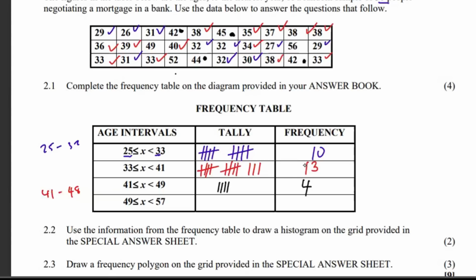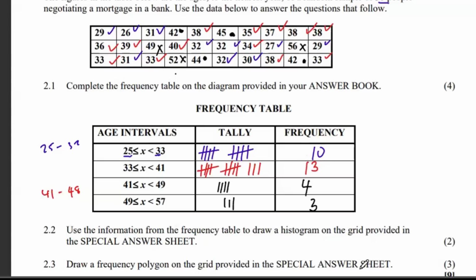And then whatever is left must be 49 to 57. Where is 49? So here we go, number 1, number 2, number 3. Let's see if it adds up to 30. This is going to be 17, 20, and 30. Perfect. So our frequency table is done and dusted.